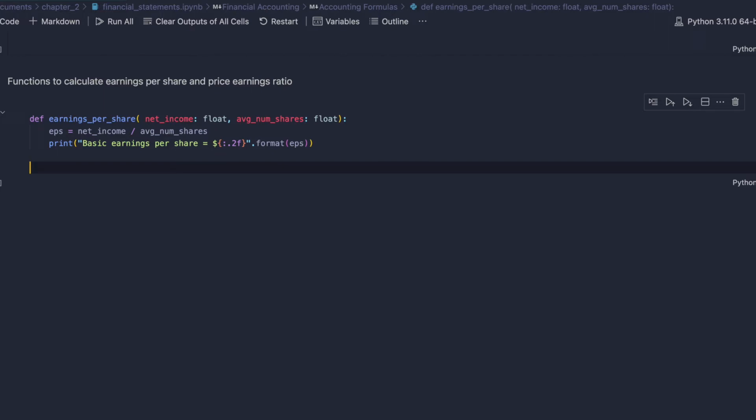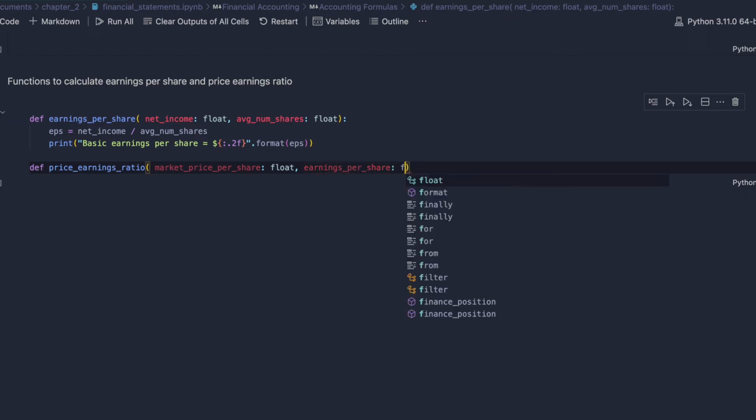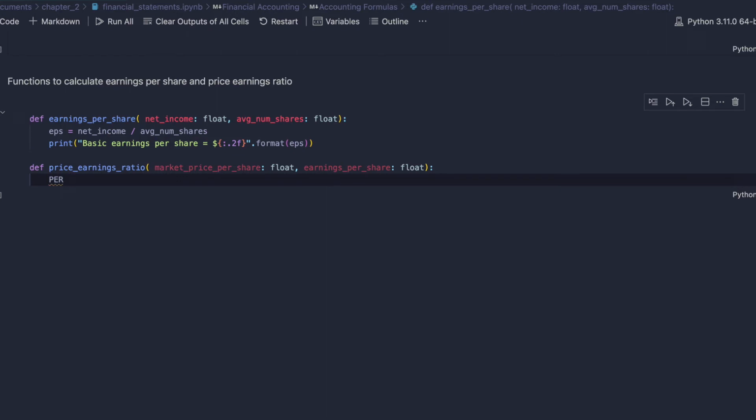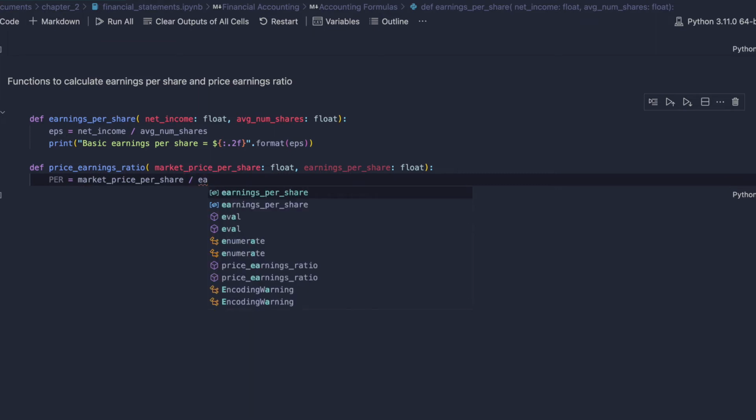The second function we want to make is the price earnings ratio, which takes in market price per share, also a float, then earnings per share, also a float. PER is our shorthand for price earnings ratio: market price per share divided by earnings per share.